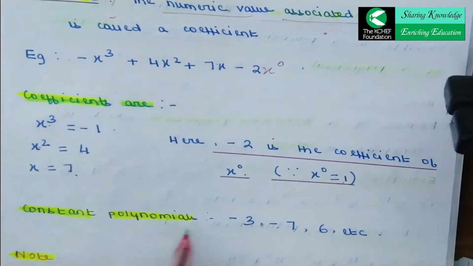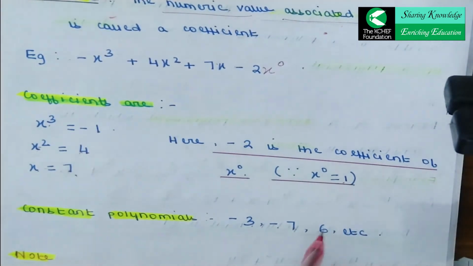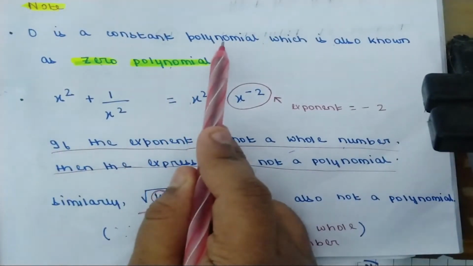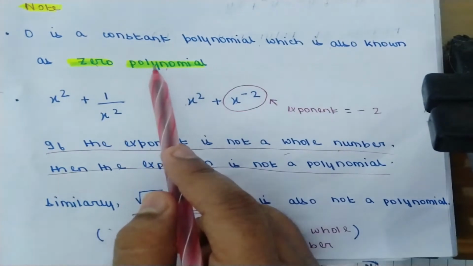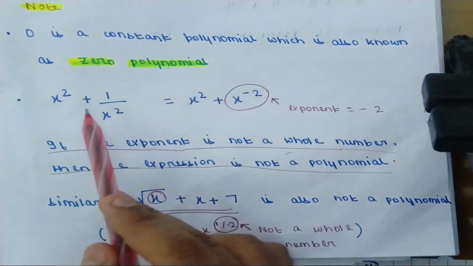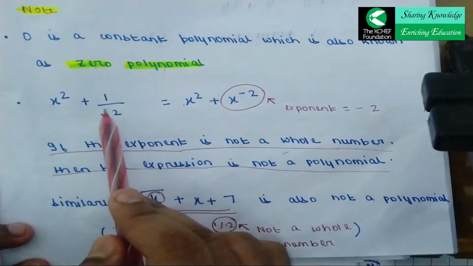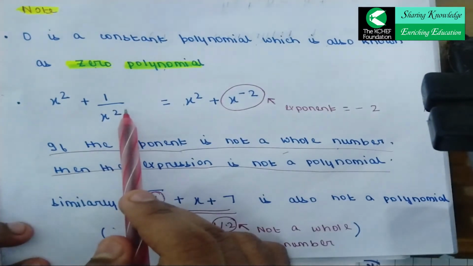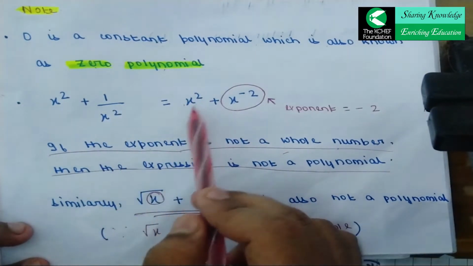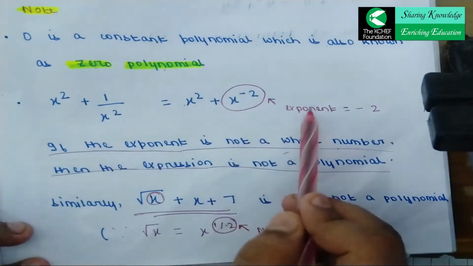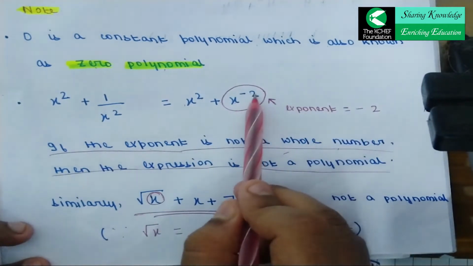Constant polynomials. -3, -7, -6 are known as constant polynomials. Note, 0 is a constant polynomial which is also known as the zero polynomial. Now take this example: x² + 1/x², which is equal to x² + x⁻². Here the exponent of x is -2.